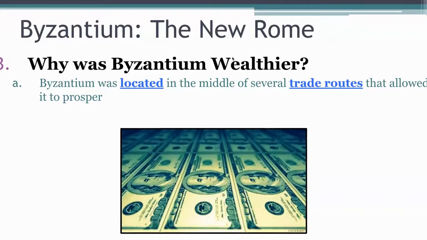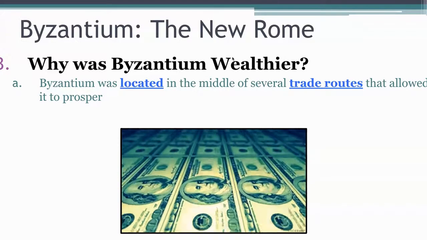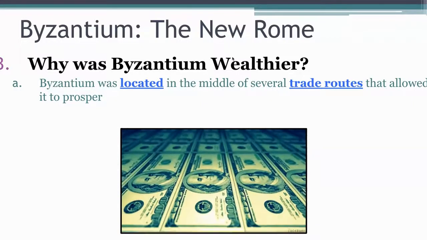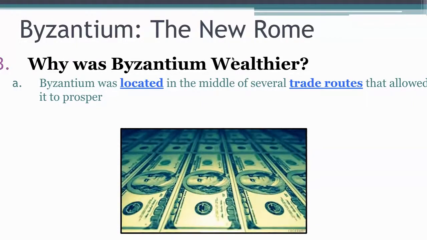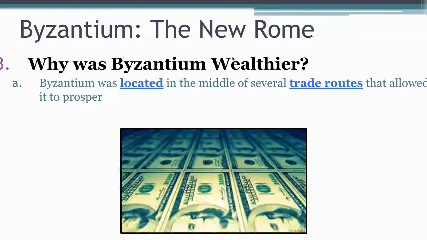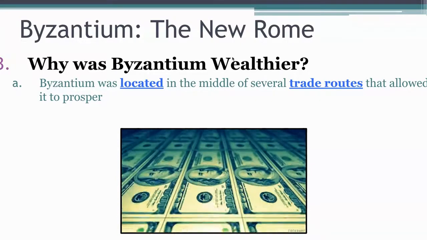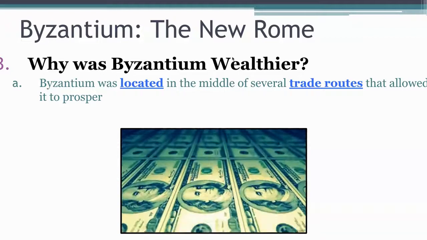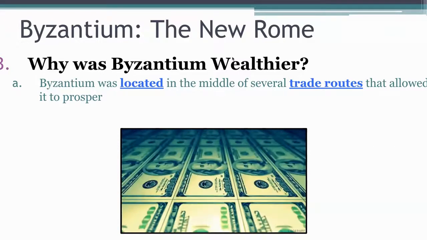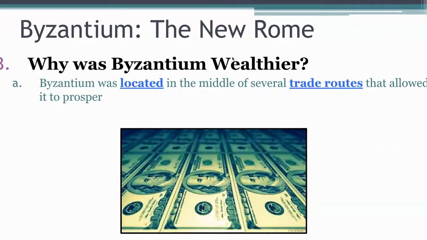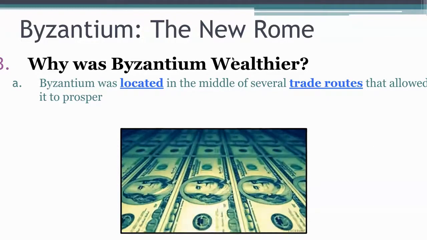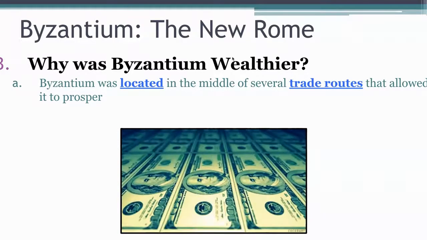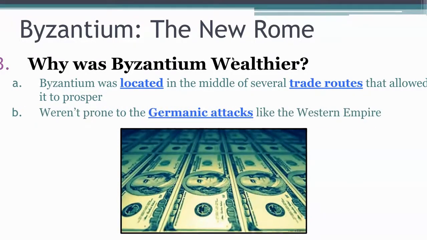Byzantium's location was really its strongest suit. I mean, location is everything. So Byzantium was located in the middle of several trade routes that allowed it to prosper. We talked about how in the west the trade routes were filled with bandits and hostile tribes and people who were stealing stuff on the roads. You had less of that going on here in the east, and you had a connection between Africa, Asia, and Europe that allowed people to flow through here. So there's a lot of wealth still flowing through this region.